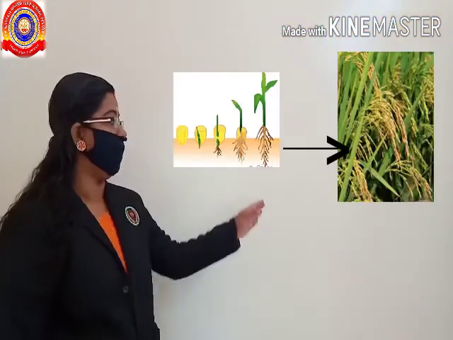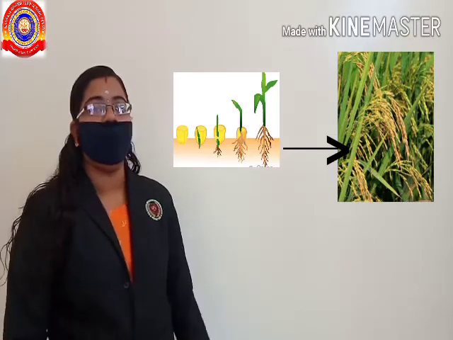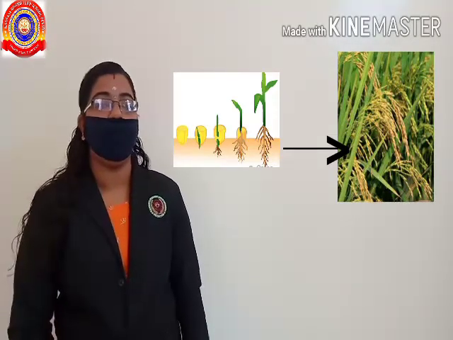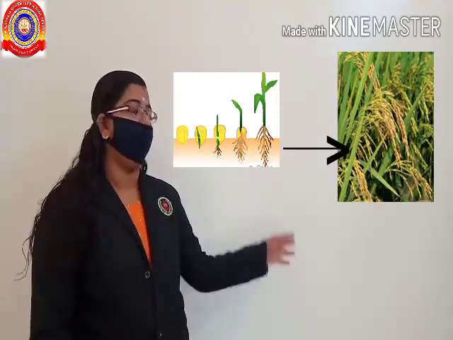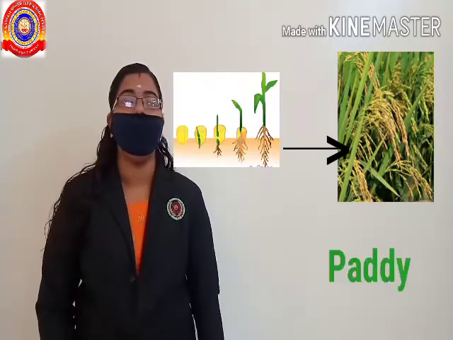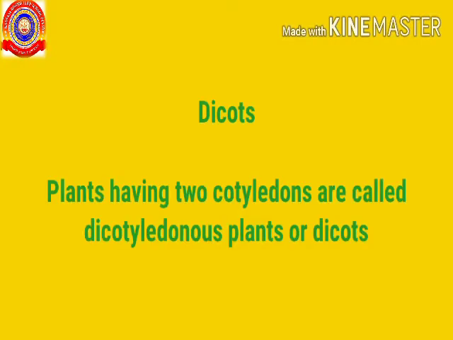In this picture, we can see that a monocot seed develops to form a monocot plant. Do you know which plant is this? Yes, it's a paddy plant. Next is dicots. What are dicots? Plants having two cotyledons are called dicotyledonous plants or dicots. Once more, plants having two cotyledons are called dicotyledonous plants or dicots.